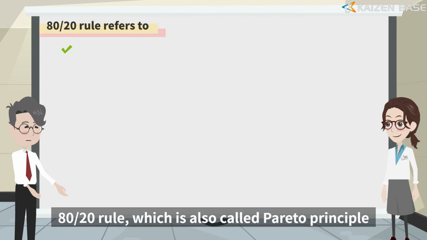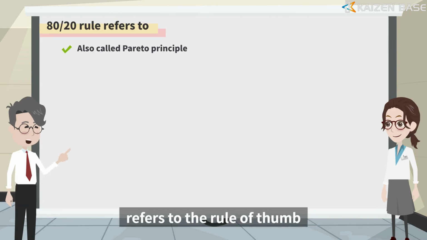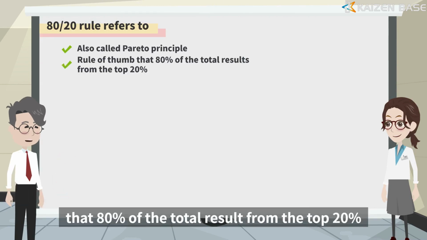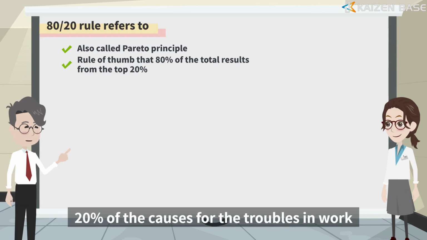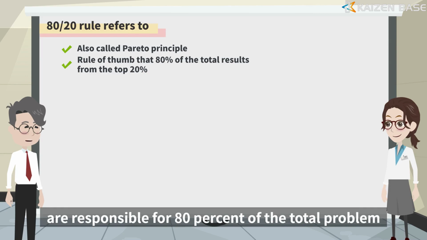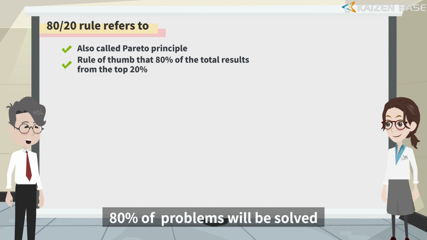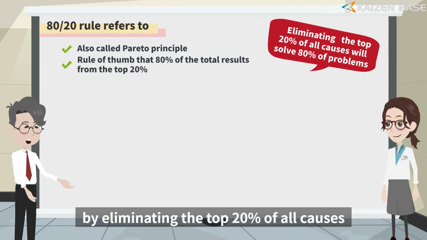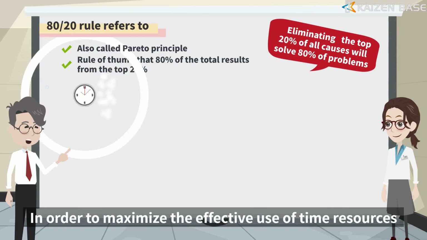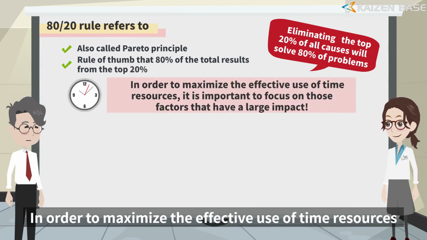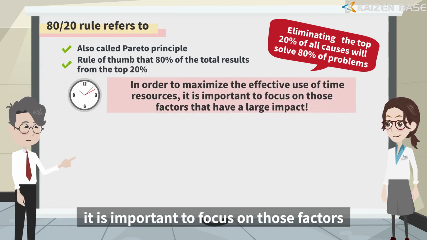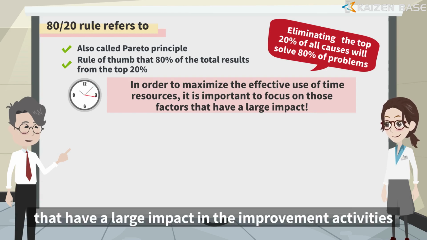80-20 rule, which is also called Pareto principle, refers to the rule of thumb that 80% of the total result comes from the top 20%. 20% of the causes for the troubles in work are responsible for 80% of the total problem. So putting it the other way around, 80% of problems will be solved by eliminating the top 20% of all causes. In order to maximize the effective use of time resources, it is important to focus on those factors that have a large impact in the improvement activities.